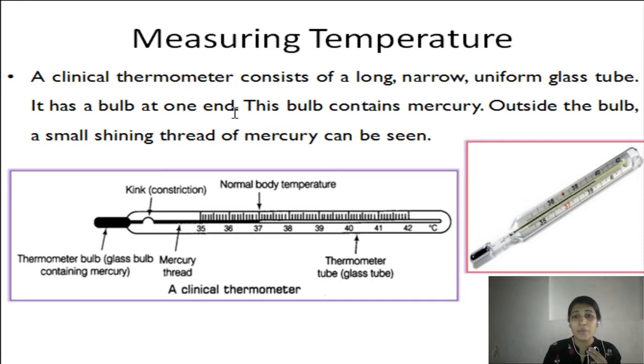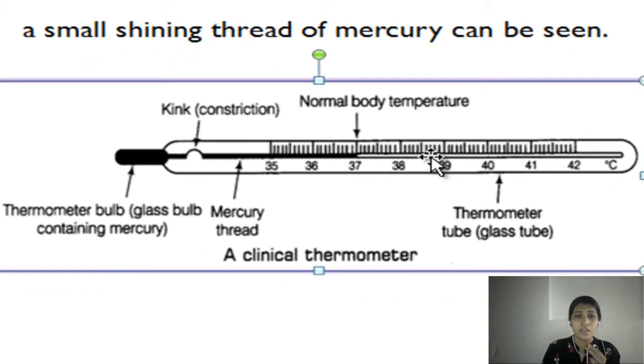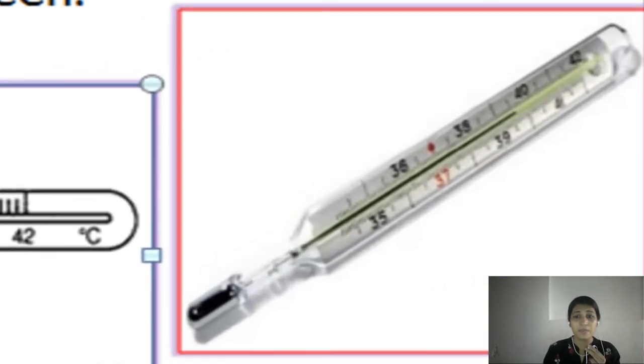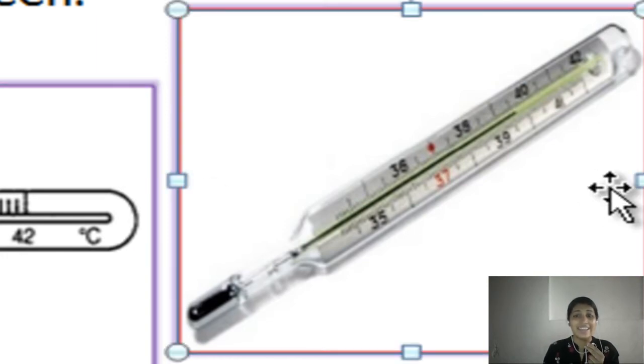A clinical thermometer consists of a long, narrow, uniform glass tube. It has a bulb at one end. This bulb contains mercury. Outside the bulb, a small shining thread of mercury can be seen.